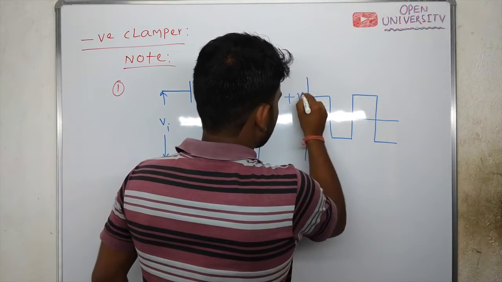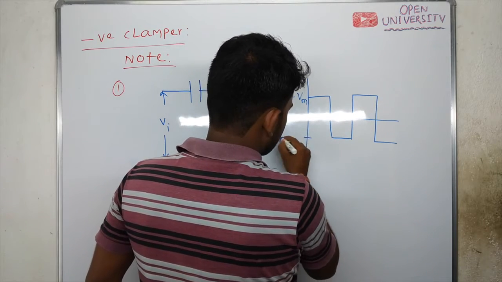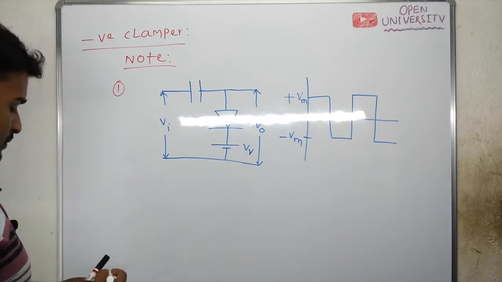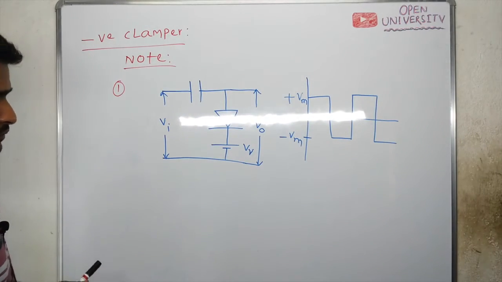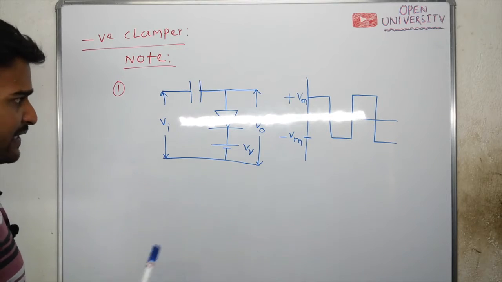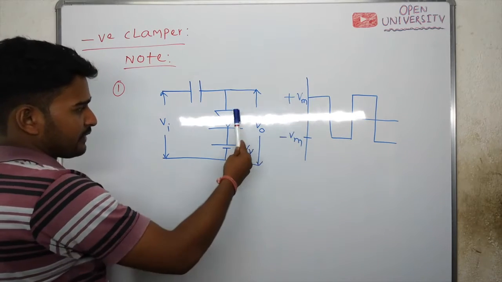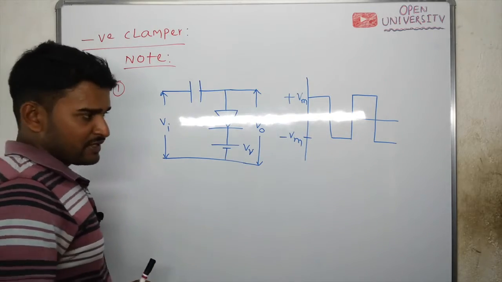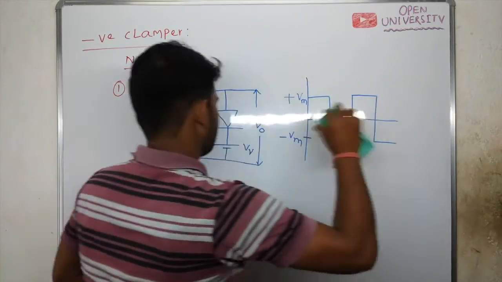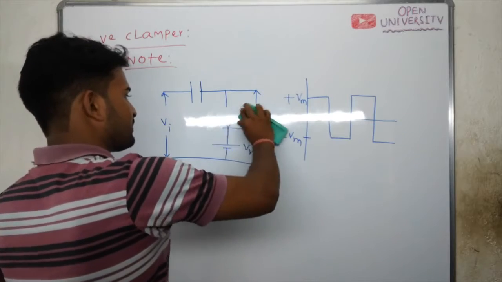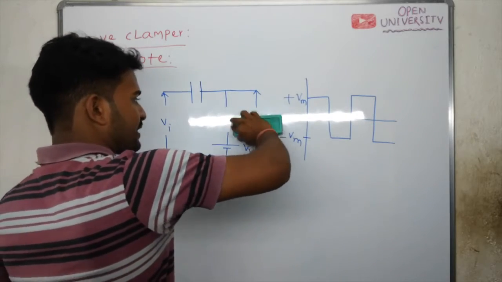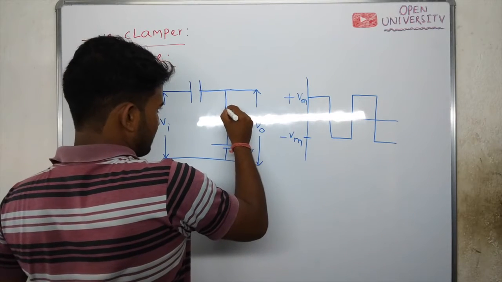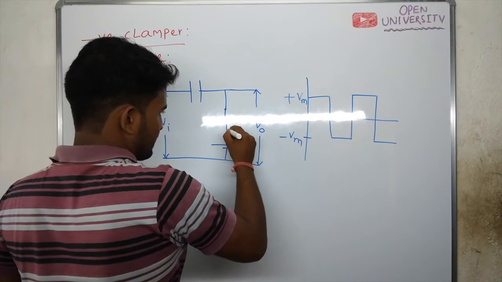This is plus Vm and this is minus Vm. Now, when Vi becomes positive, your diode will be forward biased and it will be replaced with a short circuit, like this.